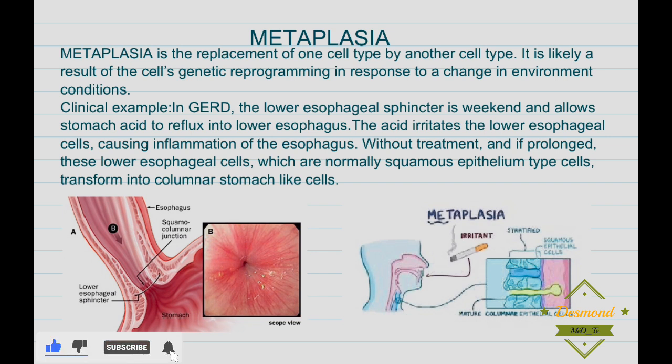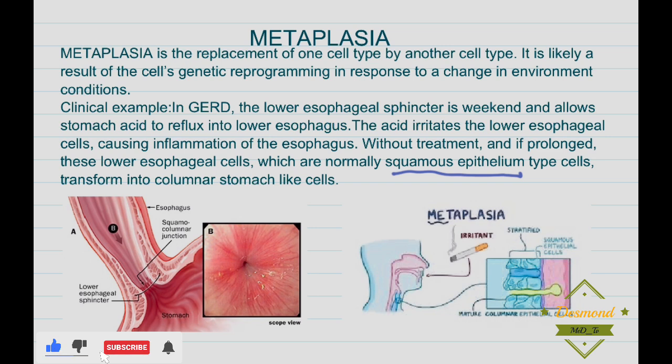And these changes normally happen as a response to some kind of stress or injury. So let's take an example. A clinical example is GERD, gastroesophageal reflux disease, where we know that the cells in the esophagus are squamous epithelium cells. So the squamous epithelium cells are the cells that are present at the esophagus.